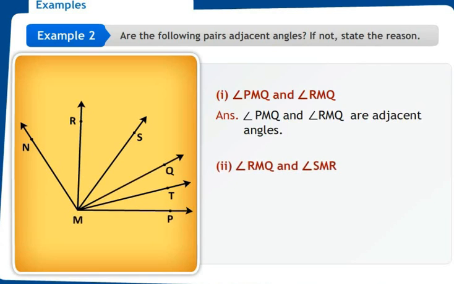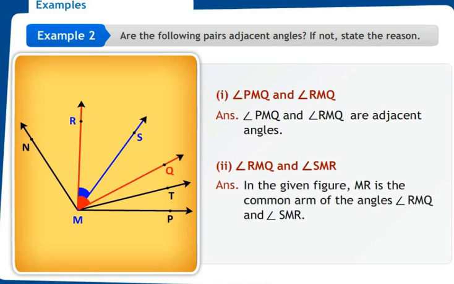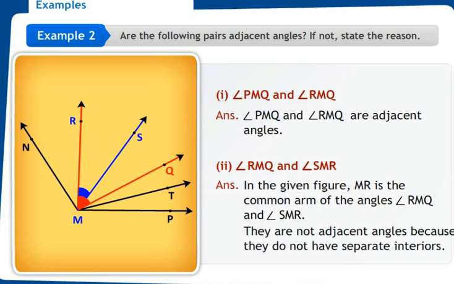Now look at the second pair of angles, angle RMQ and angle SMR. Now in the given figure you will see MR is the common arm for both the angles. Which two angles? Angle RMQ and angle SMR. Okay? Now, are they adjacent? They have a common vertex and a common arm. But are their interiors separated? No. Their interiors are not separated.